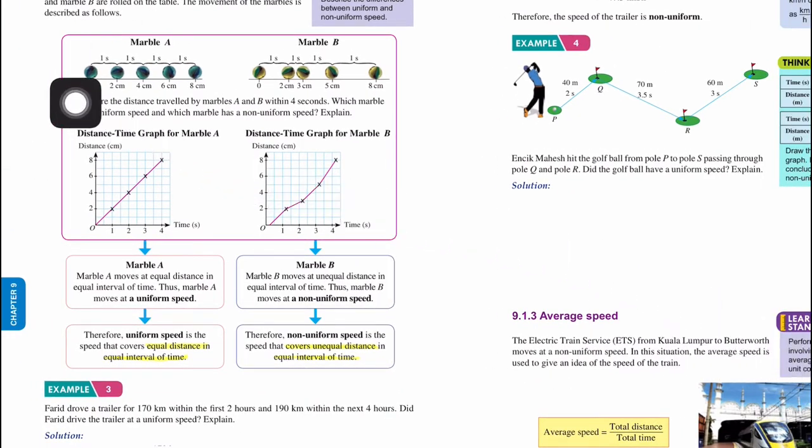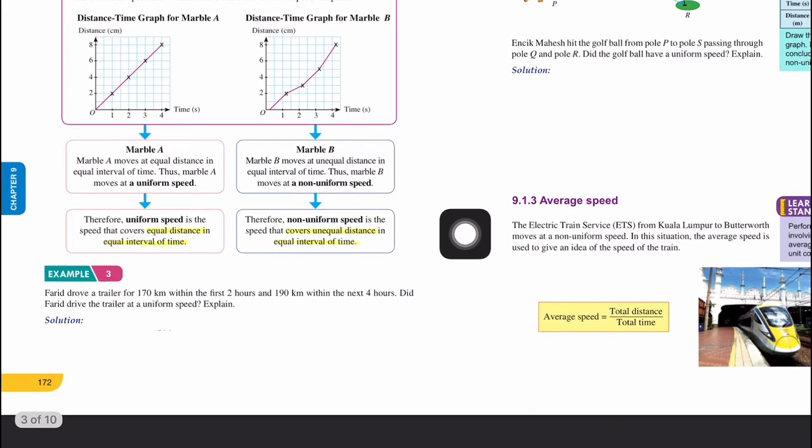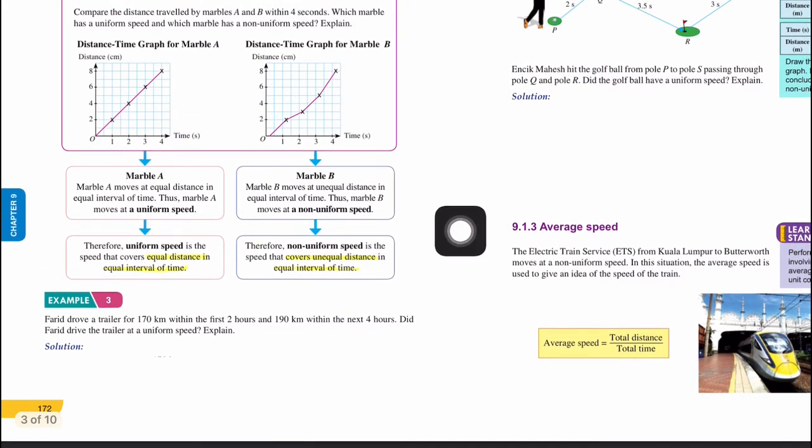Uniform speed ada sama interval of time dan equal distance. Kalau kita plot cantik dapat a straight line. Meanwhile for non-uniform, dia sebenarnya equal interval of time but covers unequal distance. Masa sama je, tapi kadang-kadang ada yang cepat, ada yang lambat. So tak equal. Okay, now let's move to example 3.